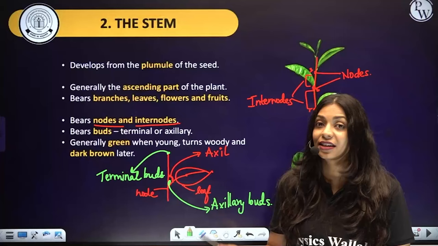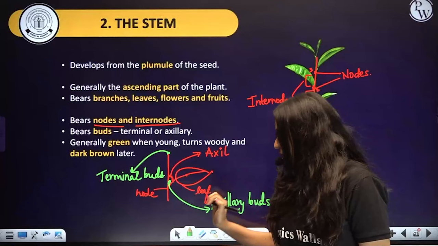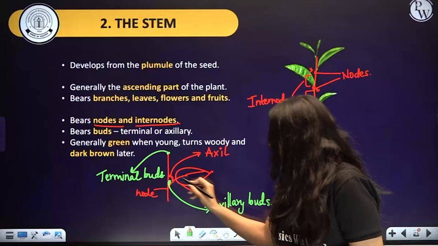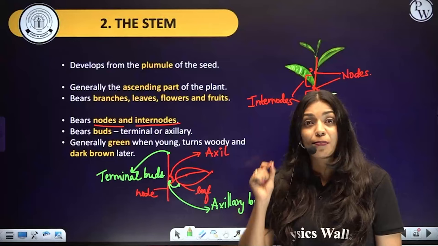There is one point of confusion for students over here. These axillary buds are present in the axil region where there is a junction of the stem and the leaf. Most students think, or some students think, that this axillary bud which is here is actually a part of the leaf, which it is not. Axillary buds are parts of the stem and not the leaf. I want to make it clear over here.